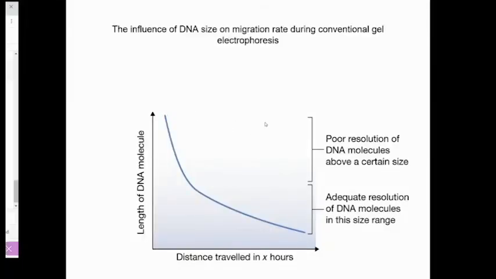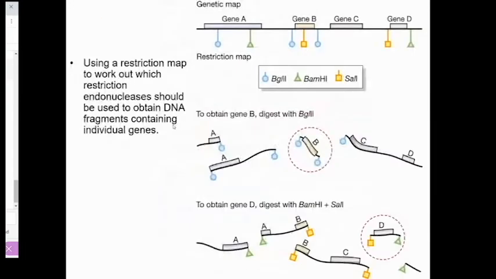And so in this graph, it shows you the poor resolution of a DNA molecule above a certain size in this range, and this range gives you more adequate resolution. So that means the smaller size of DNA, they can travel a longer distance. They give you a better resolution. And large size DNA fragments give you a shorter travel distance, and so the resolution is low. So this is just like the actual DNA gel I showed you.